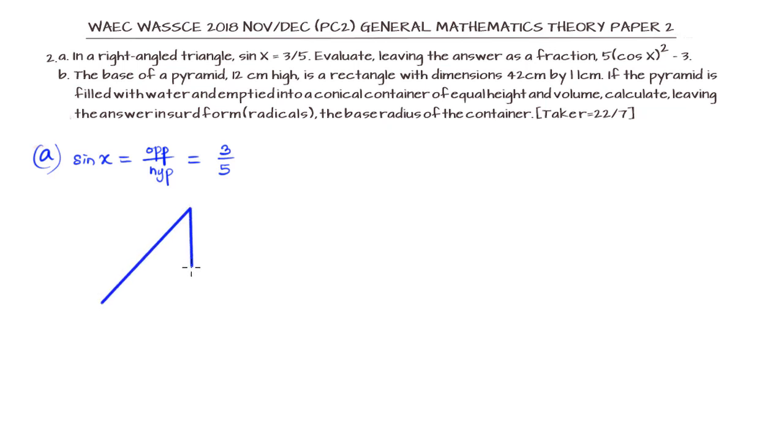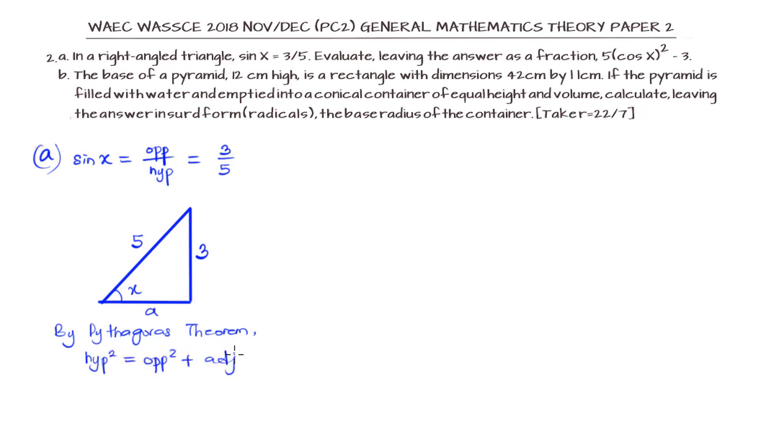So if we are to draw our triangle out, and we are to take this as x, then opposite is 3 and hypotenuse is 5. We are looking for the adjacent because we will need that in the cosine of x. And by Pythagoras theorem, 5 square, which is the hypotenuse square, will be opposite square plus adjacent square. Now, hypotenuse is 5, opposite is 3, adjacent is what we are looking for.